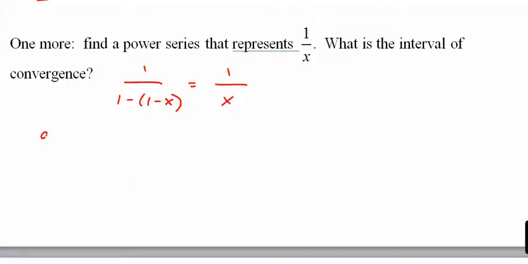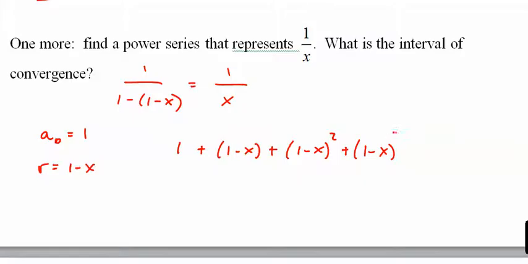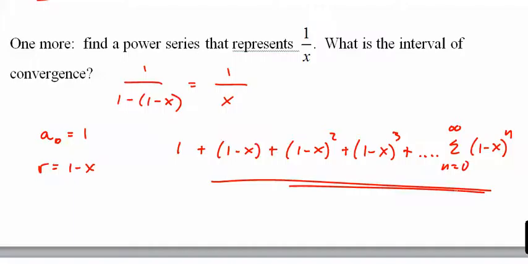a0 is still 1. r equals 1 minus x. Flip it around if you want. So we get 1 plus 1 minus x plus 1 minus x squared plus 1 minus x to the third. Sum from n equals 0 to infinity. Don't need the 1. 1 minus x to the n. That's just wow is all I can say.